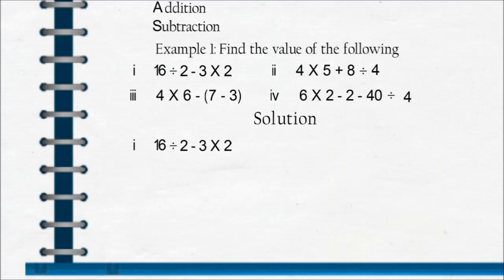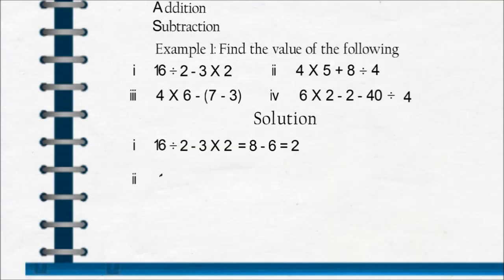What that means is we're going to have 16 divided by 2, which will give us 8. Then 3 multiplied by 2, which will give us 6. So we have 8 minus 6. And 8 minus 6 is equal to 2.